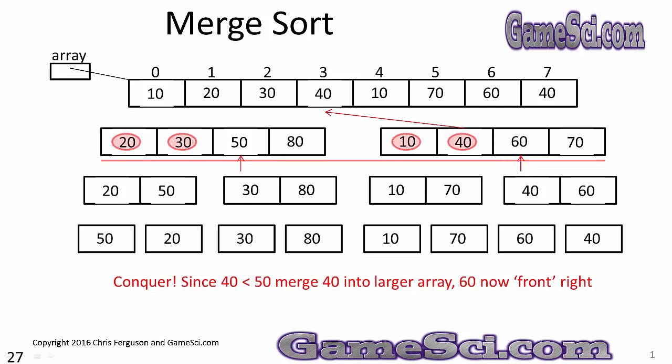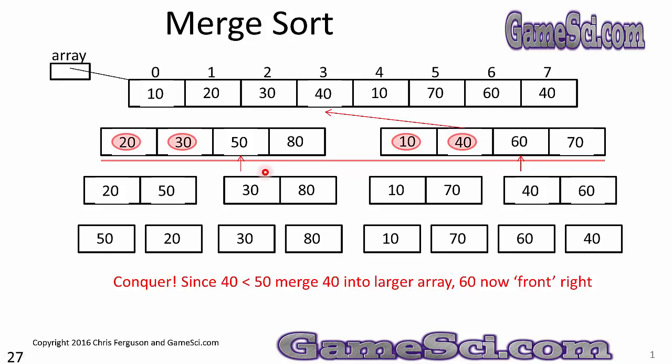You'll notice that I have 4 values with red circles around them. Those 4 values and their red circles indicate they have merged. Look at the 10, the 20, the 30, and the 40. Those have merged into the larger array. I'm only looking now at what's left. The 50 and the 80 are left on the left side. The 60 and the 70 are left on the right side. Those are the values that remain to be merged.